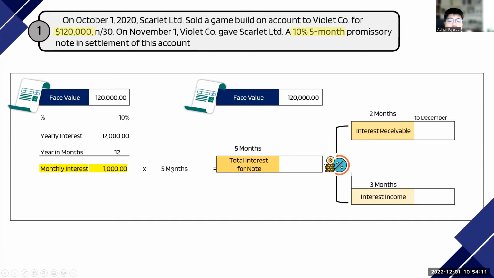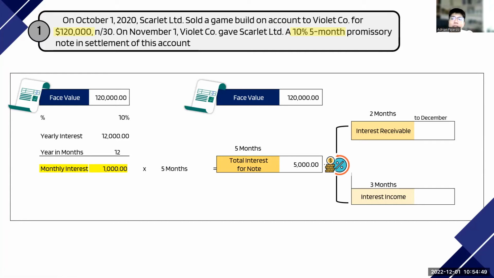Now, it's a 5-month promissory note. So at the end, we expect that the total interest for this particular note would be 5,000. And then, did it cross the end of the period? According to the problem, yes, because it crossed over to December. So now we have to compute: when was the notes receivable issued? The first trick question here was, you'd think October 1 because that's when the sale was made. But if you read closely, the note receivable was issued not on October 1, but on November 1. Therefore, the 5 months will start on November 1.